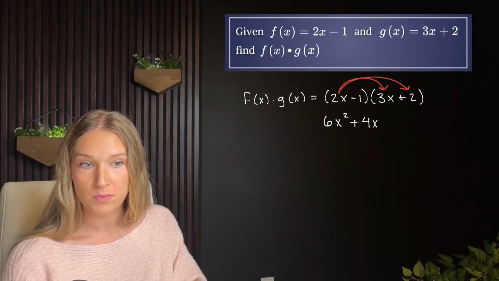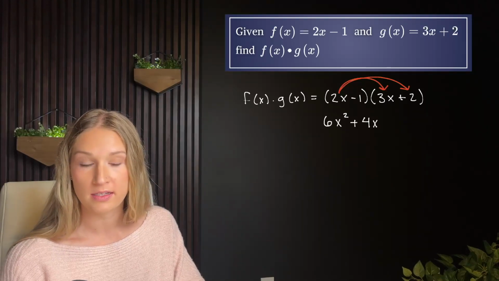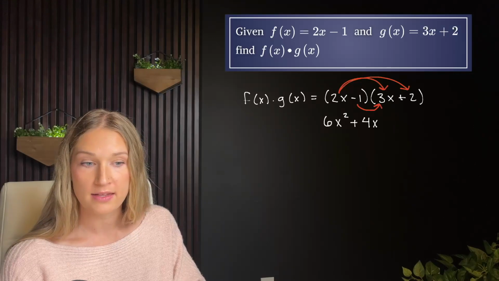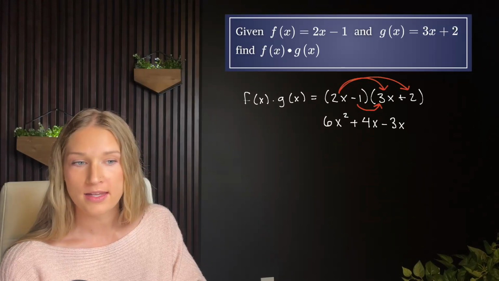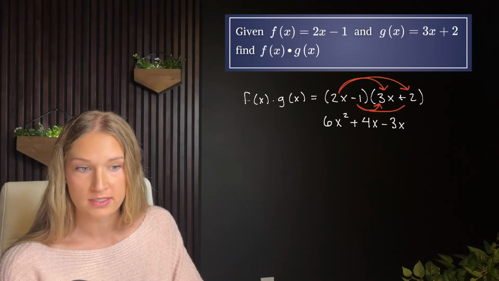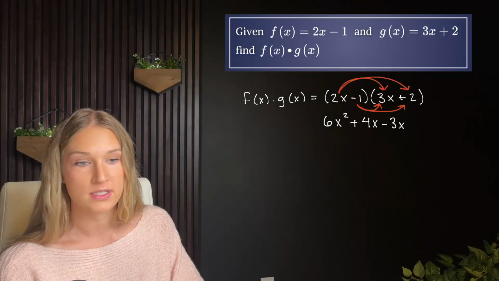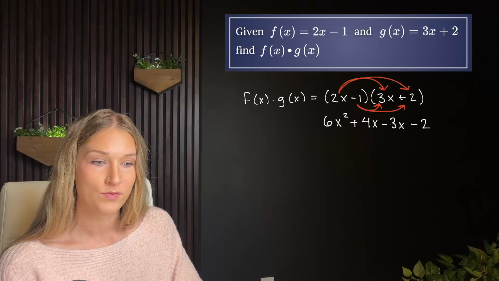Now that I'm done distributing the 2x, I move on to the negative 1. I multiply that to my 3x to get negative 3x, and then I take my negative 1 and distribute it to the positive 2. Negative 1 times positive 2 is negative 2.